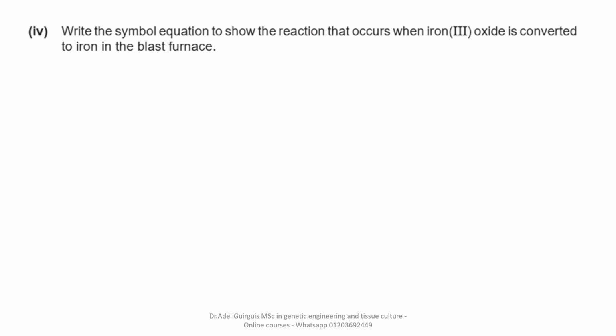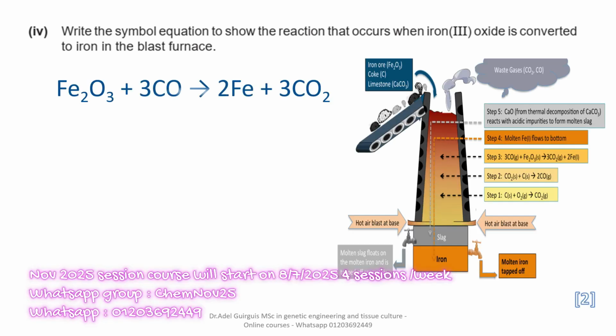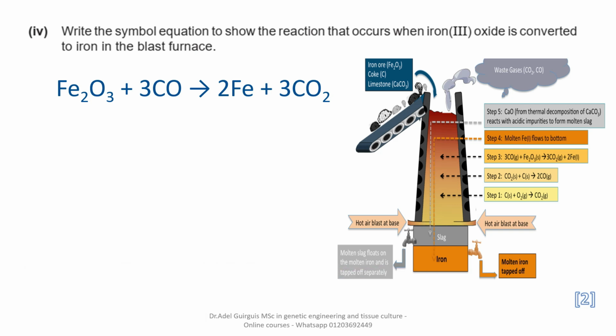IV. Write the simple equation to show the reaction that occurs when iron 3 oxide is converted to iron in the blast furnace. Here the ore containing Fe2O3, iron 3 oxide, is reduced in the presence of carbon monoxide that is formed in the last slide. So carbon monoxide is also used as a reducing agent. So how many reducing agents are in the blast furnace? 2 chemicals. Coke as raw material is used to reduce carbon dioxide into carbon monoxide. Then carbon monoxide is used to reduce iron 3 oxide to form iron, plus carbon dioxide.